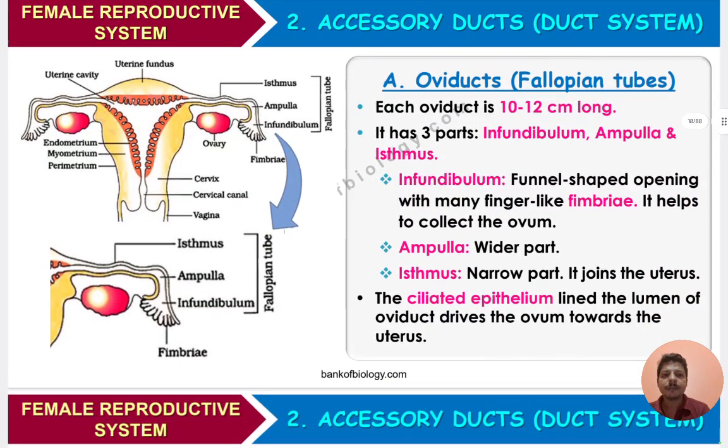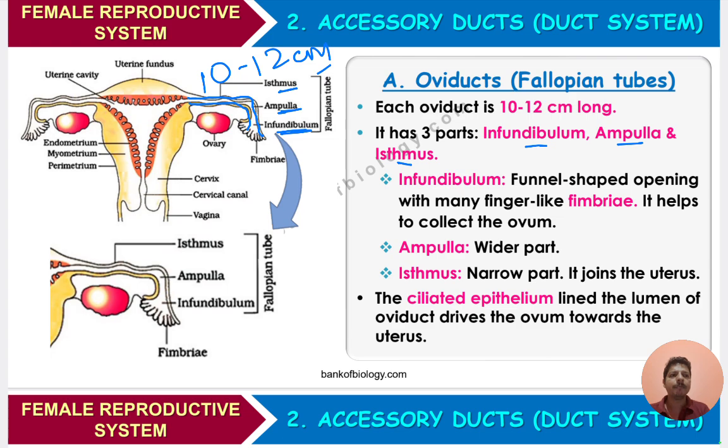Next one, first of all, oviduct or fallopian tube. Each oviduct is about 10 to 12 cm in length. It starts from here, from infundibulum, and closes from here. So, what is its length? It is about 10 to 12 cm. Okay. It has three parts: infundibulum, ampulla and isthmus. The top portion is infundibulum, middle region ampulla and last region is isthmus.